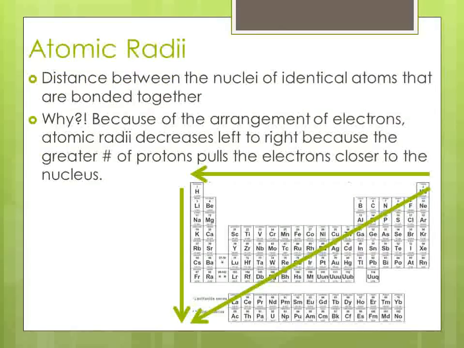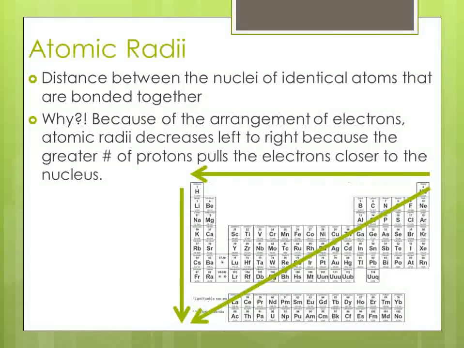So let's talk about the first periodic trend that we do not know about. It's called the atomic radii, and radii is just basically the plural form of radius. We don't say we have lots of radiuses, okay? So basically the atomic radii is the distance between the nuclei of identical atoms that are bonded together. So basically, just how far apart are the nuclei of each atom when they're bonded together.